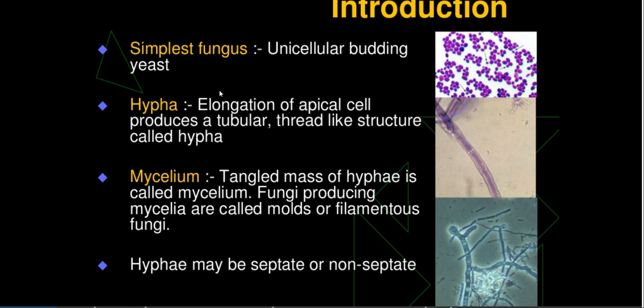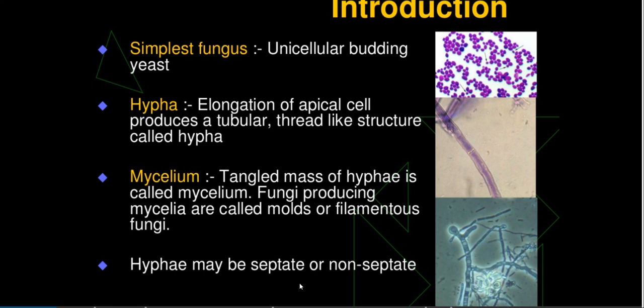So the simple fungus is unicellular yeast, then elongation of one cell gives a hypha, and a tangled mass of hyphae is called mycelium. Fungi producing mycelia are called molds or filamentous fungi. These hyphae may be septate or aseptate. What is the meaning of septate and aseptate? If the divisions are absent, then it is aseptate, and if within this one filament there are a number of divisions, septa or walls, that is called septate hypha. Otherwise, it is aseptate hypha.